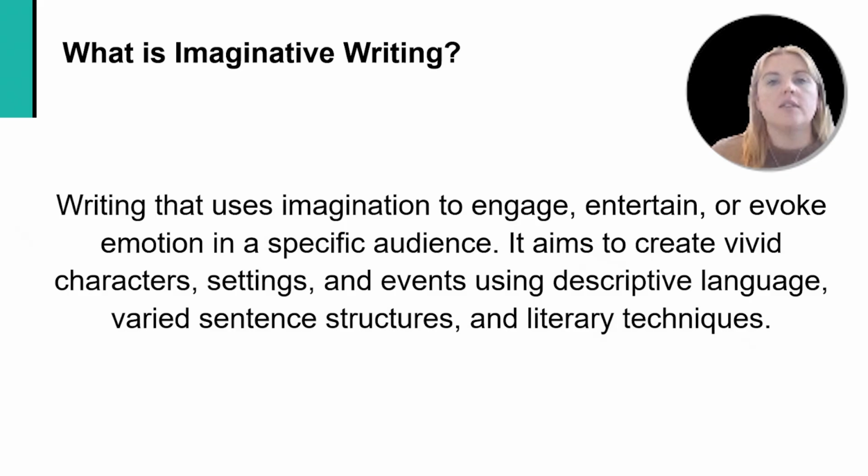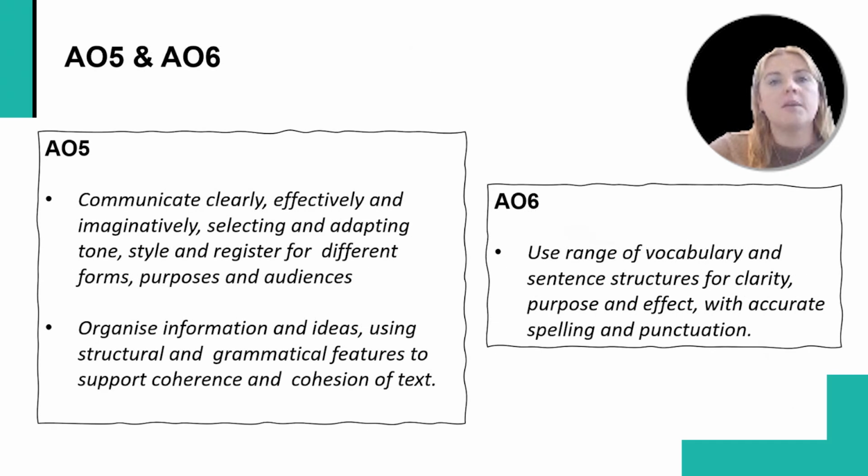It's writing that uses imagination to engage, entertain, or evoke emotion in a specific audience, and it aims to create vivid characters, settings, and events using descriptive language, varied sentence structures, and literary techniques. We see this in Assessment Objective 5 and 6 when we're asked to communicate clearly, effectively, and imaginatively, selecting and adapting tone, style, and register for different forms, purposes, and audiences, as well as being asked to organise information and ideas using structural and grammatical features to support coherence and cohesion of text.